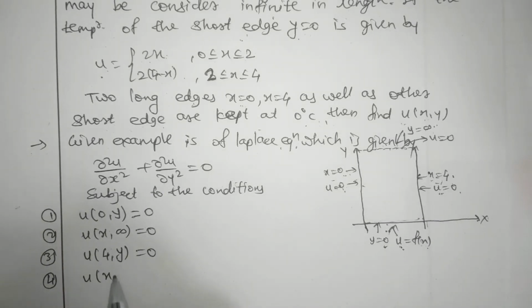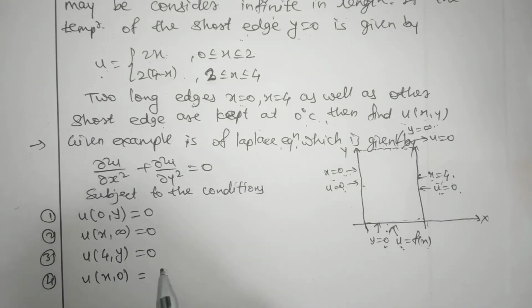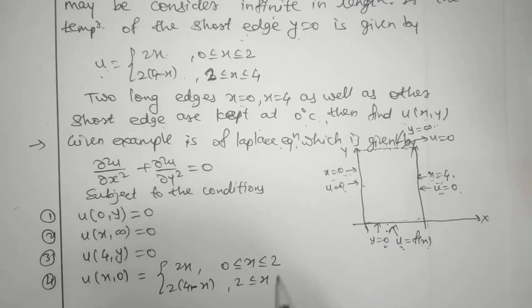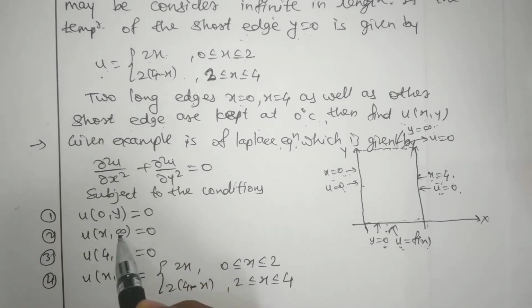So u of x comma 0 is equal to f of x, that means 2x for x greater than or equal to 0, less than or equal to 2, and 2 into 4 minus x for x greater than or equal to 2, less than or equal to 4. So by using these conditions, we have to find the value of our general solution.